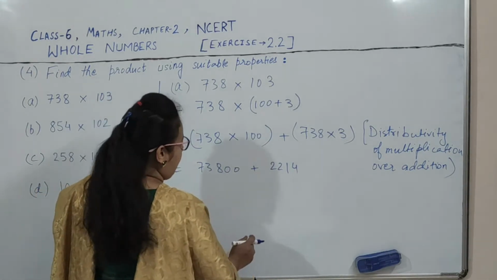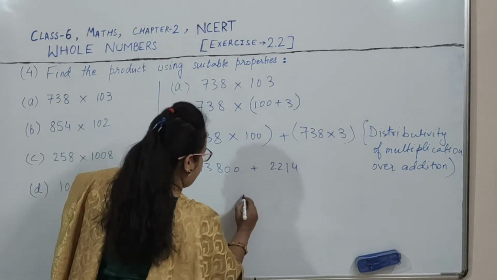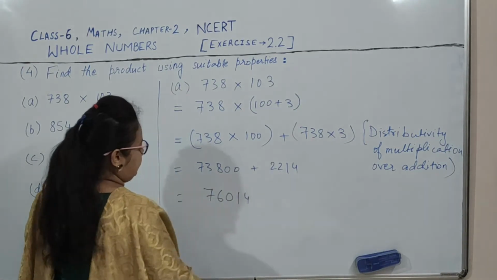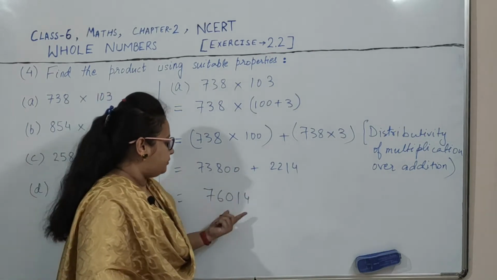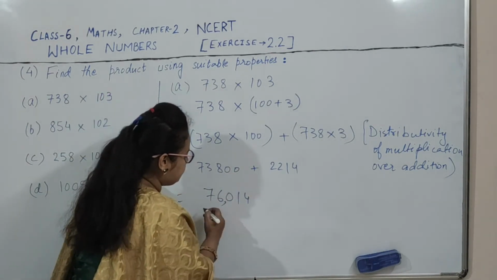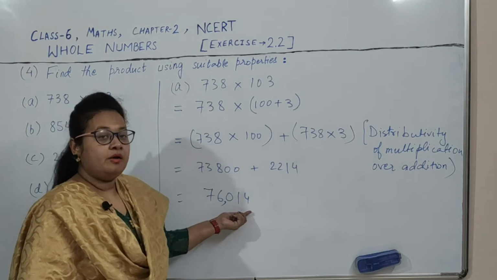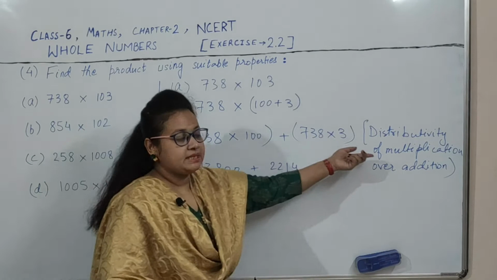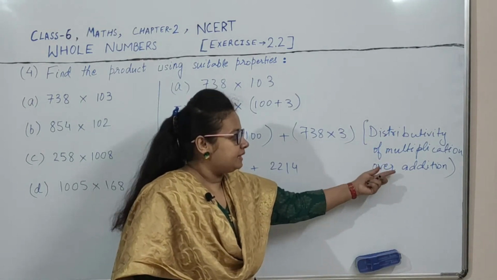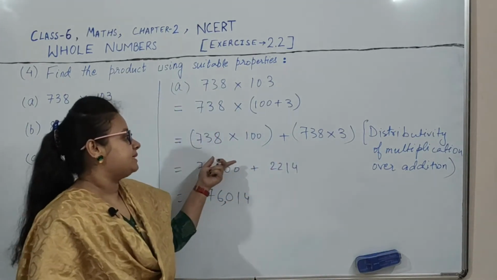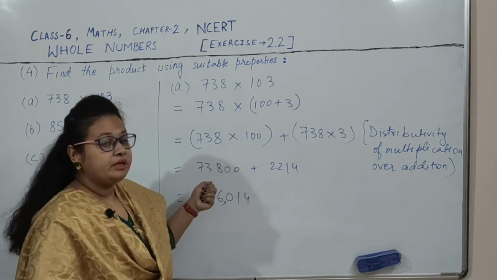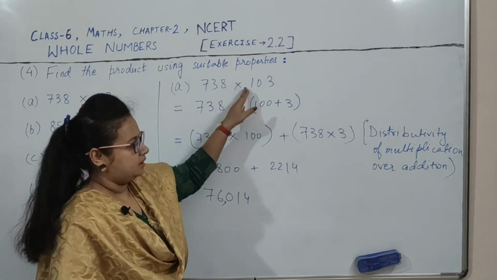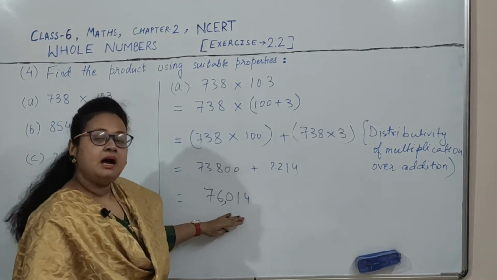See, we got the sum of these two numbers. What is this? 76,014. So how did we find the product of these two numbers? By using the distributivity of multiplication over addition, or simply you can say that we made use of the distributive property to solve this question, and very easily, without doing the lengthy multiplication, we have found the answer.